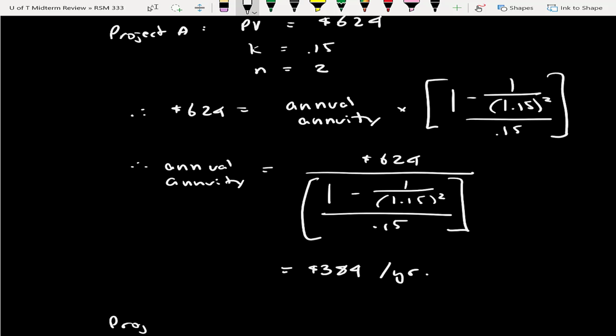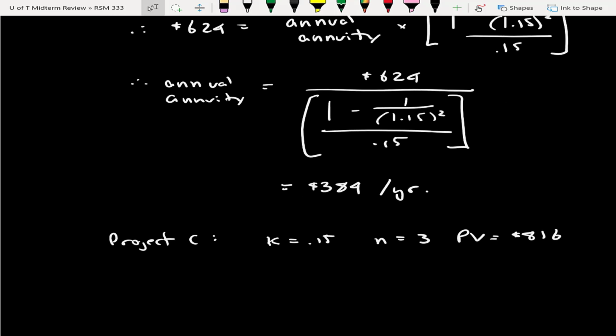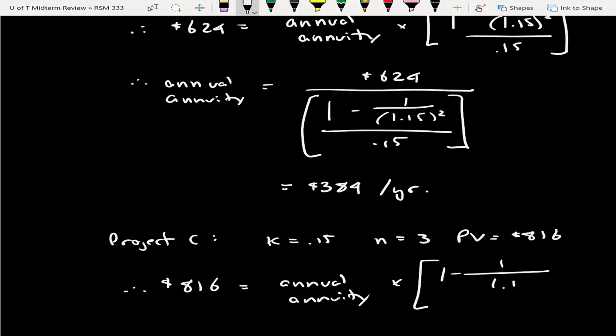Project C, different timeline, but same formula. K is still going to be 15%. N is now 3, and PV is 816. So if we plug that in, we get 816 is equal to the annual annuity times 1 minus 1 over 1.15 to the power of 3 this time, because it's a 3-year project.